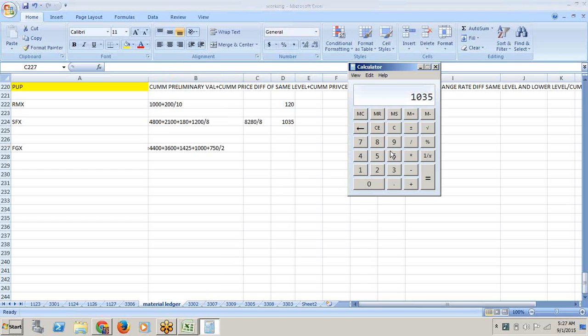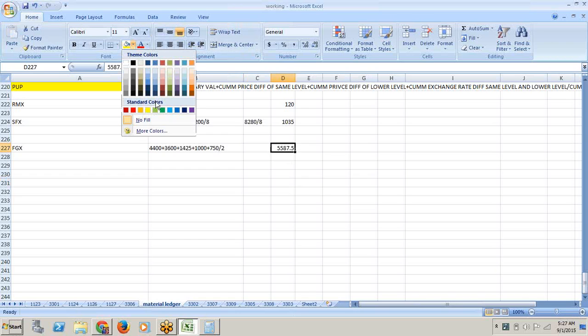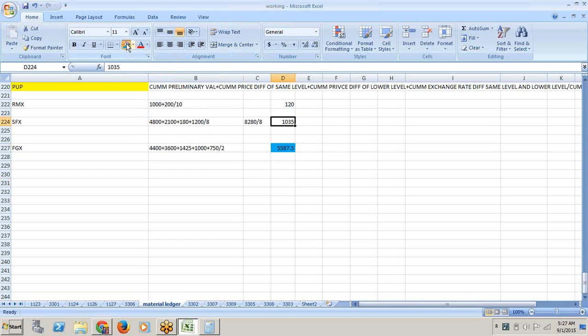So now what is the average cost? 4400 plus 3600 plus 2425 plus 750, divided by 2. 5587.5. Here 5587.5. So this is the PUP price for the finished product. This is the price we are calculating in multi-level price variance.